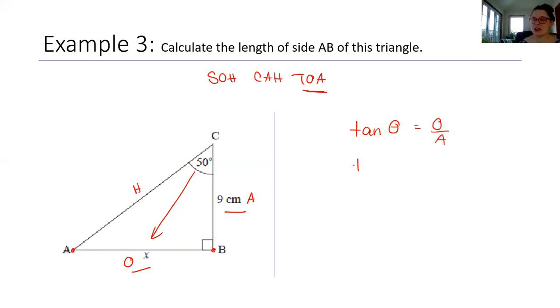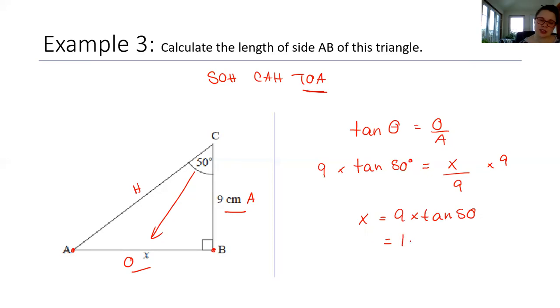And now we just plug our values in. So the tan of 50 degrees is equal to the opposite side, x, over 9. Again, multiply both sides by 9. 9 times the tan of 50 equals x, which means x is equal to 10.8, which is approximately equal to 11 centimeters.